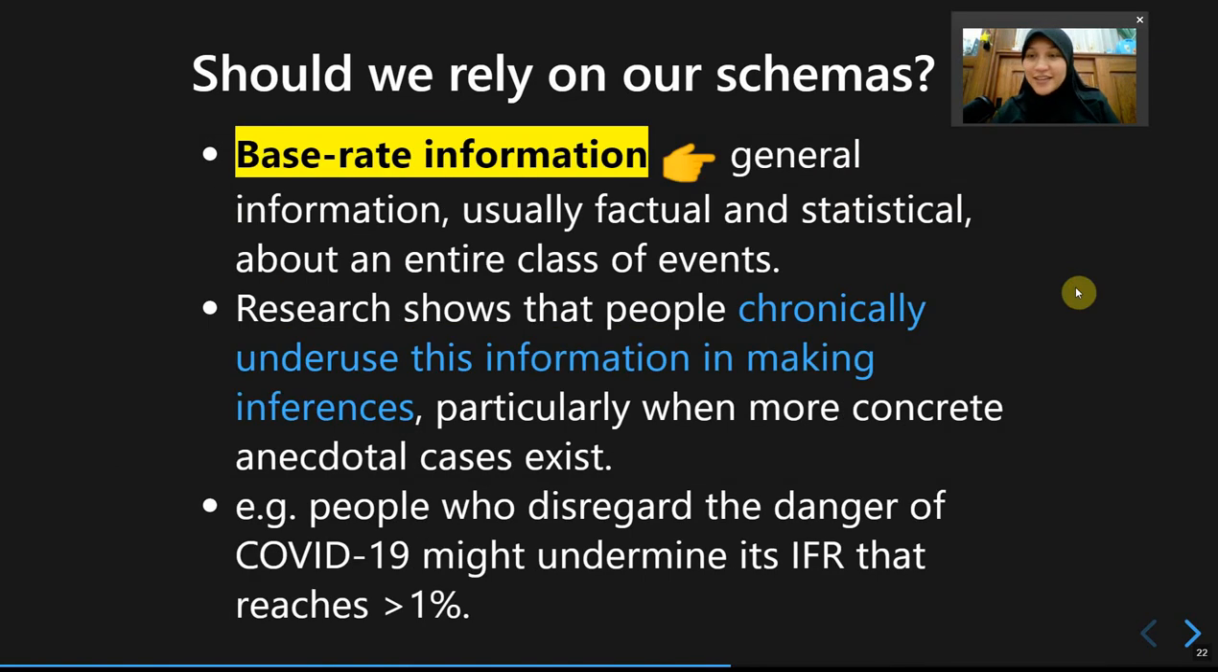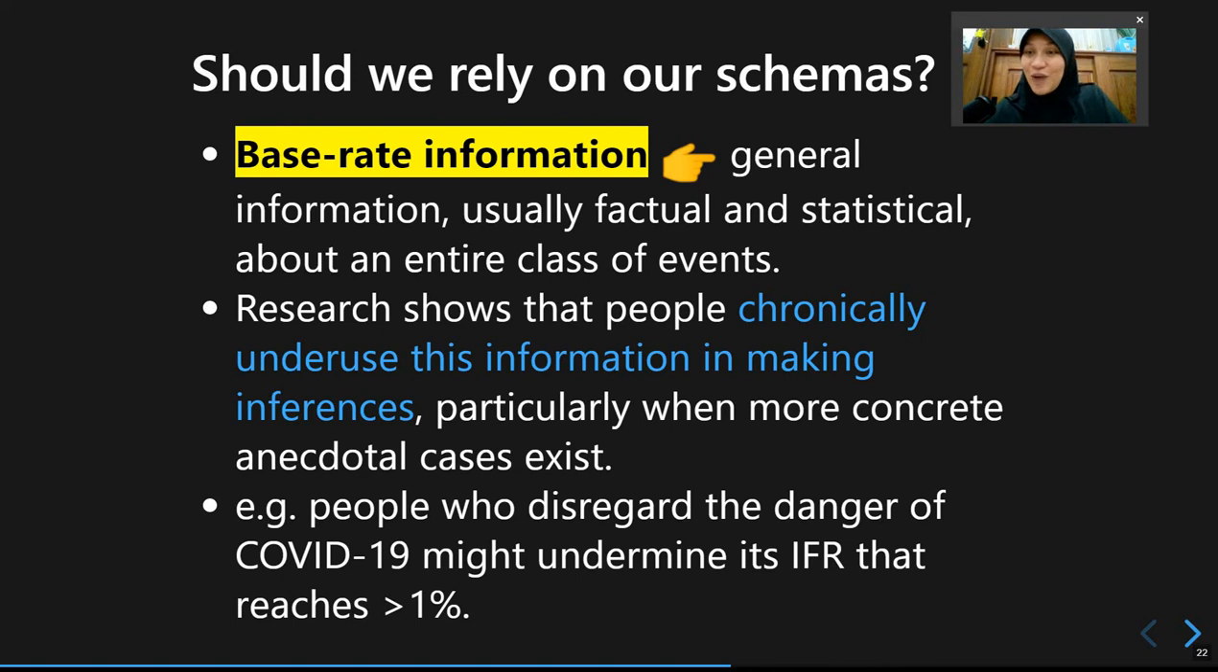All right, so the second habit that we use that happens to us very often is that we tend to ignore, when we form an impression about other people or certain social situations, something that we call base rate information. Base rate information is basically general information that describes factual and statistical information about a class of events. And we chronically underuse this. We overlook this information when we make an impression.